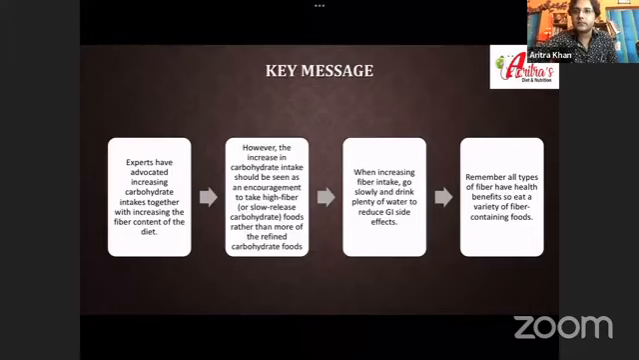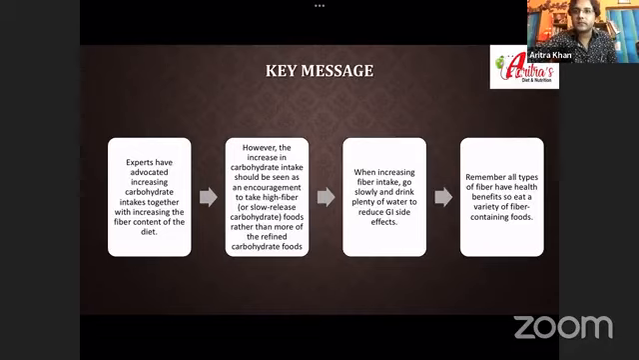So the key message to all the learners, delegates and other spectators is that experts have advocated increasing carbohydrate intake together with increasing the fiber content of the diet. However, the increase in carbohydrate intake should be seen as an encouragement to take high fiber, slow release carbohydrate, because resistant starch is itself a slow release carbohydrate, unlike other carbohydrates. Other carbohydrates start enzymatic activity in the stomach and small intestine with the help of enzymes, but resistant starch does not, unlike the more refined carbohydrate foods.